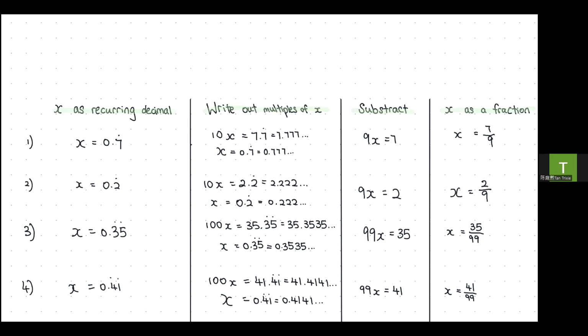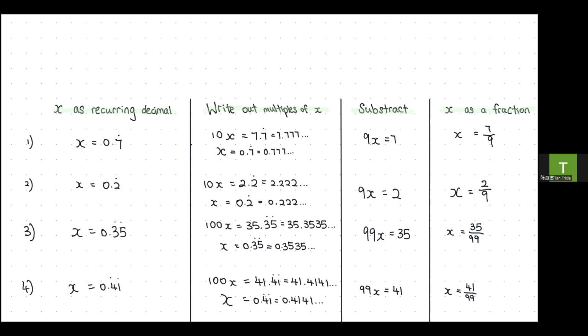Round 16 Mathematics Challenge. There are 4 columns. First is x as recurring decimal. Second is write out multiples of x. Third is subtract. And lastly, x as a fraction. So the first column, x as recurring decimal, is the question, followed by the working and the subtract working, and lastly is the answer.